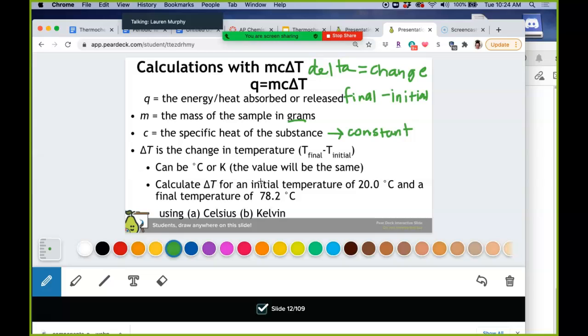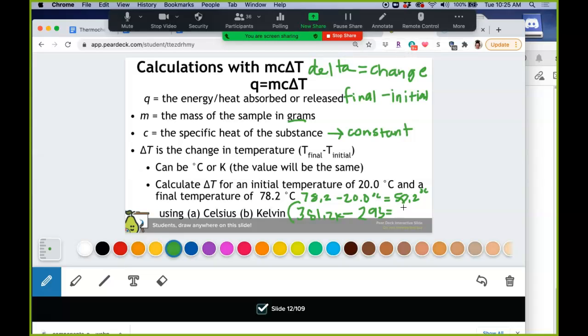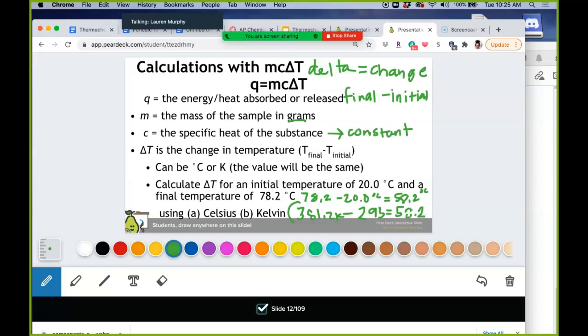So we're going to calculate delta T, just delta T, and I give you an initial temperature and a final temperature. So you do 78.2 final minus initial 20, and you get 58.2. Now, what would delta T be if it was in Kelvin? Well, what's 78.2 in Kelvin? 78.2 plus 273, 351.2. Minus, final minus initial, well, 20 plus 273 for Kelvin. What do you get? Anybody? The same exact number. The subtractions change with the same magnitude.